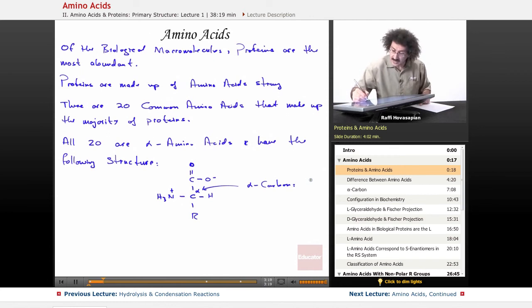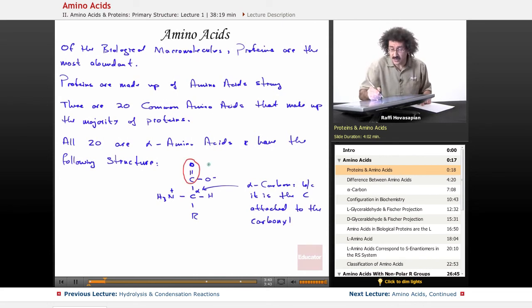It is the alpha carbon because it is the C that's attached to the carbonyl group. The carbonyl group, you remember from organic chemistry, is this thing right here. In this particular case it's a carboxylic acid, because you have C double bonded O, single bonded O minus. The H has been taken off. It's usually COOH. We'll talk about why I wrote the minus and the plus here a little bit later. But that's it. It's called the alpha carbon.